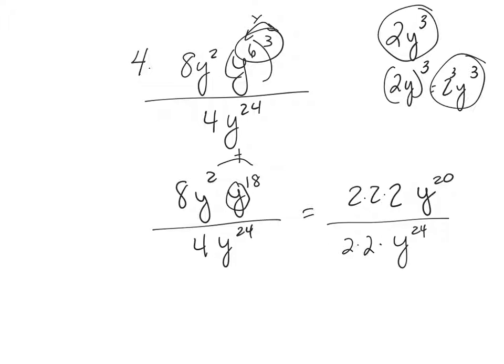So on the 2's, what can I cancel? How many 2's? 2 2's. So they're gone. And now you ask yourself, where are there more y's, upstairs or downstairs? Downstairs. How many more are there? About 4. So upstairs is a 2 left over, and downstairs it's y to the 4th, because that's where there are more of them, instead of writing y's out like that. Does everybody understand that?